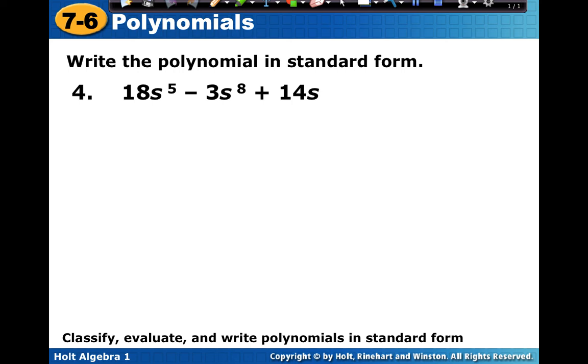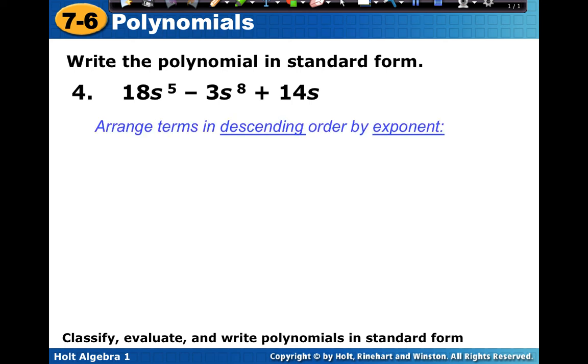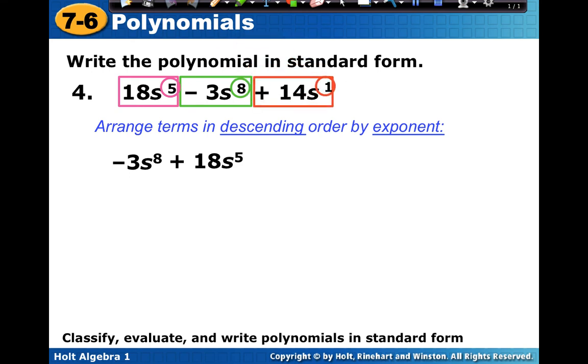All right, the first thing we're going to look at is our highest exponent, our biggest exponent, which is going to be our 8 on our s there. We have negative 3s to the 8th, so we're going to bring that down and write negative 3s to the 8th. The next one we're going to look at is our 18s to the 5th. So we're going to say plus 18s to the 5th. And then we have our s to the 1st, that understood exponent of 1 there being the least in our powers, and we're going to write that down: plus 14s. So that's your final answer. Make sure that you have that down before we move on.